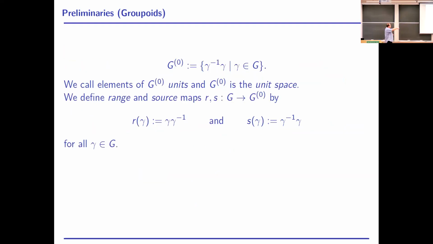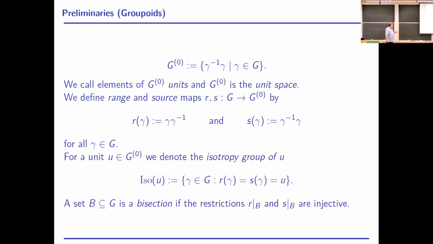We also have the units. We call this G0, the unit space. And this is all the elements gamma inverse gamma. So these are the analogues of the identity, as we saw on the previous slide. And so this is the unit space, and we call these elements units. And we define range and source maps from the groupoid down into the unit space. So that R takes an element gamma to gamma gamma inverse, and the source map takes it to gamma inverse gamma.